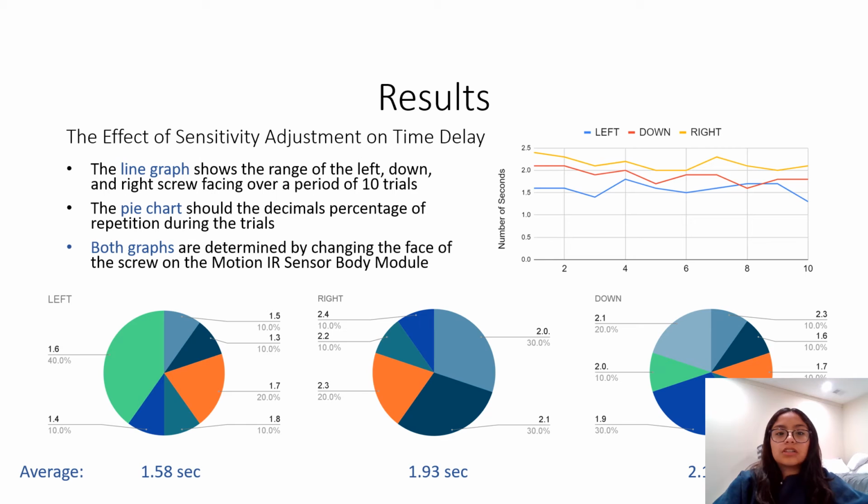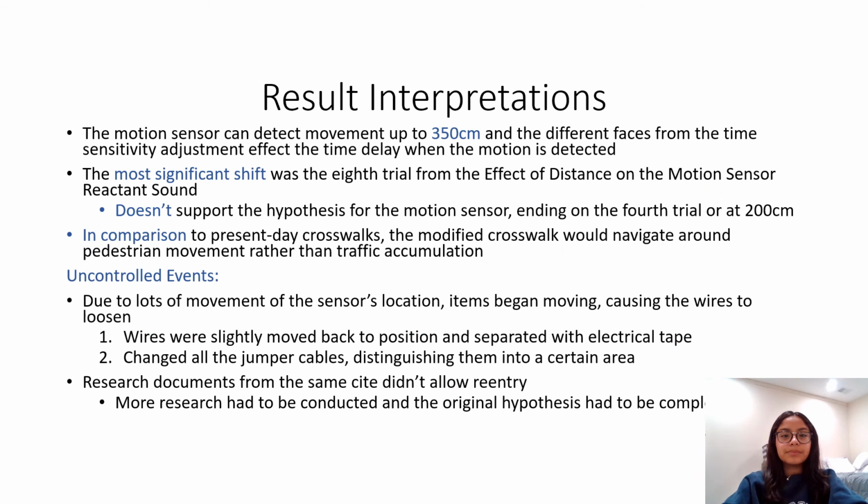Both charts are determined by changing the screw onto different sides of the motion IR sensor body module in the repeated trials. As found from the previous experiments and its graphs, the sensor at its farthest distance can detect motion up to 350 centimeters, and the sensitivity adjustment affects the seconds of the time delay when movement is recognized. The most significant difference from the hypothesis theory was the sound ending on the 8th trial rather than the 4th during the effect of distance on the motion sensor reactant sound. In comparison to current crosswalks, which rely on traffic accumulation for the traffic light to change, the presented motion sensor would focus on pedestrian movement.